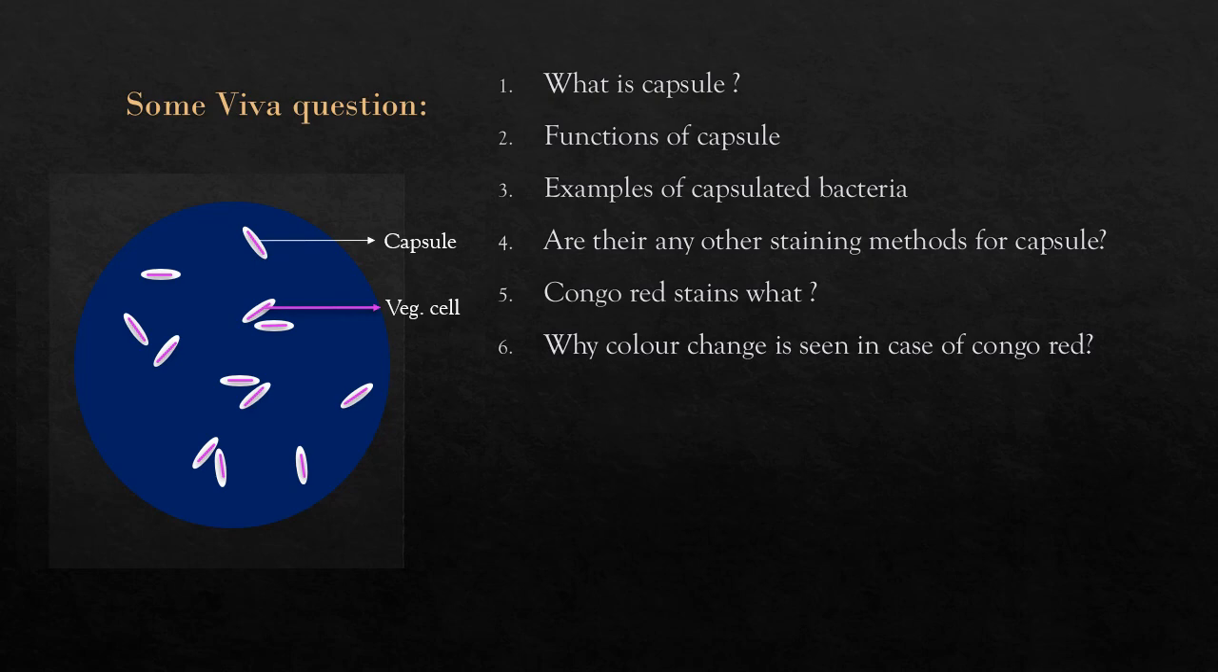Then the last question is why color change is seen in case of Congo red. The answer is because of acetic acid, the pH changes to the acidic side, and that's why the color change in case of Congo red is seen. So this was all about it.